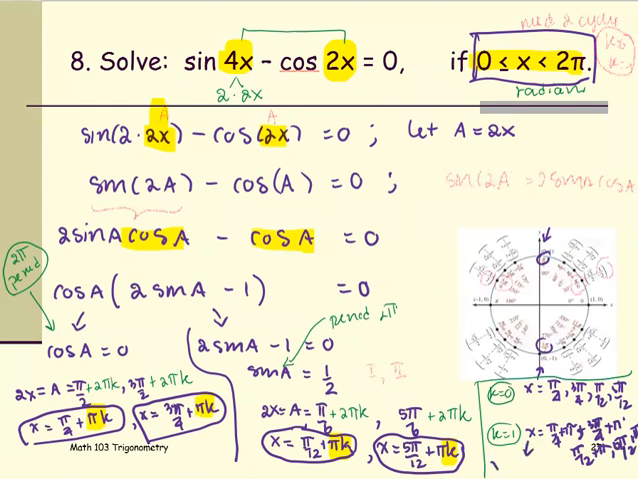So we're going to get the set of solutions as x equals 5 pi over 4 for the first one. And then the next is going to be 7 pi over 4. And then 13 pi over 12. And the last one is going to be 17 pi over 12. Now we have 8 solutions that satisfy this equation.